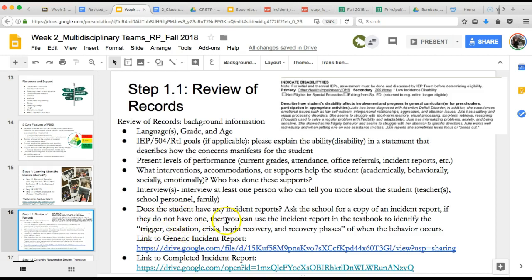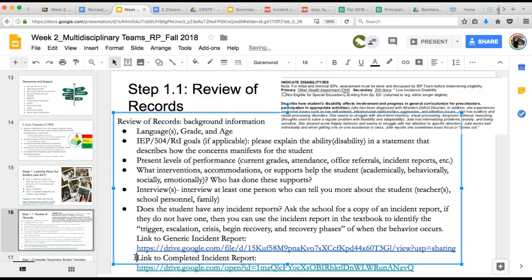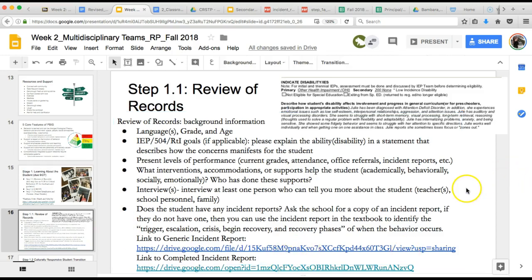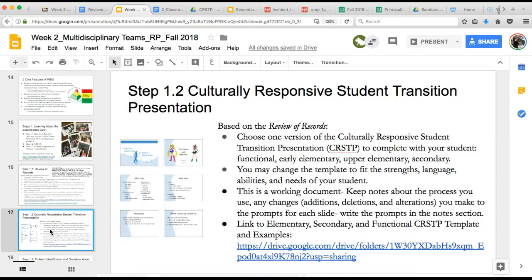And also, if you do have a student with an incident report, or you have a student who doesn't have an incident report but you want to take a closer look at, we have a blank form and then we have a filled one here. So you can go through and write that.